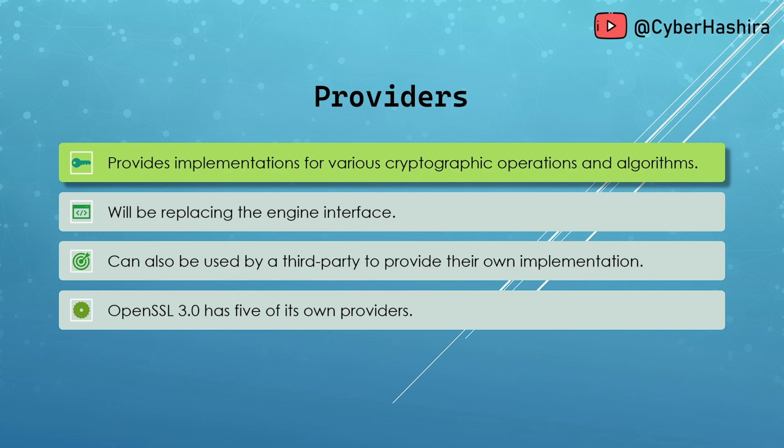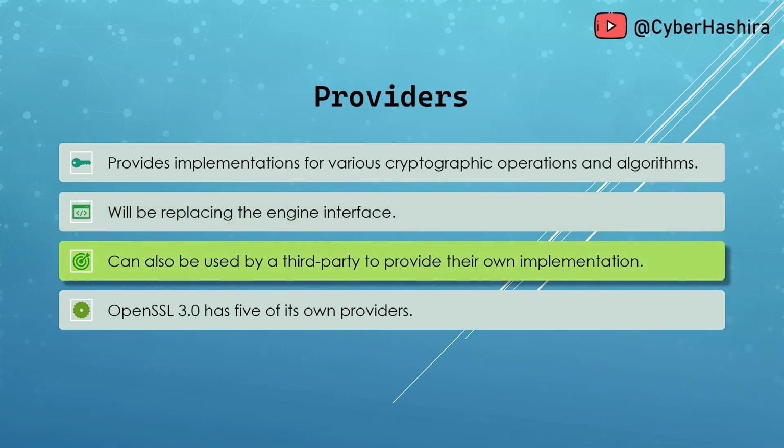If you want to restrict your application to only use secure ciphers, then you can configure your application to use the FIPS provider. If you want your application to use an old algorithm, then you can configure it to use a legacy provider. Eventually, OpenSSL plans to replace engines with providers. So for now, engines still work with OpenSSL 3, but later in the future, engines are going to be phased out.